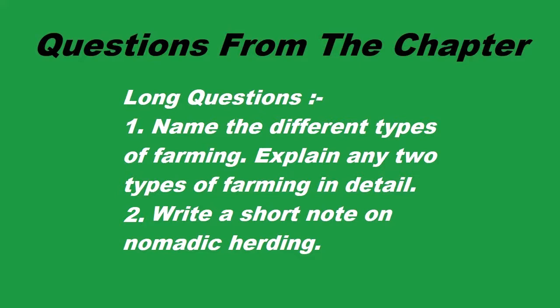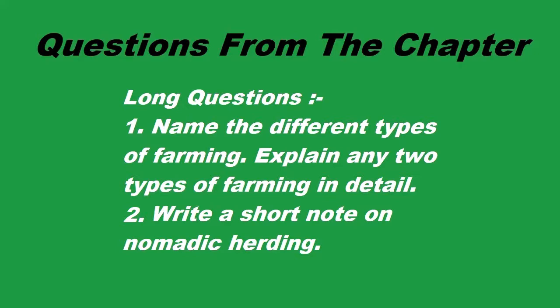Now write a short note on nomadic herding. Nomadic herding is usually practiced in arid and semi-arid regions of Sahara, Central Asia, and in some parts of India like Rajasthan and Jammu and Kashmir. It is a means of subsistence for nomads, and in nomadic herding, the nomads move with their domesticated animals such as sheep, goats, camels, and yaks in search of pastures.